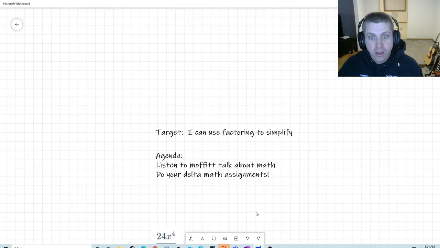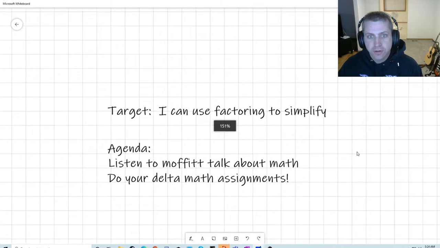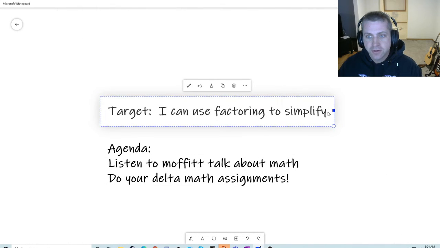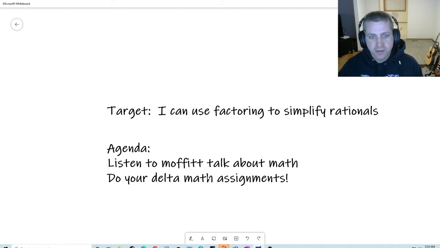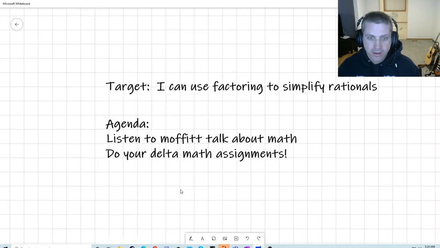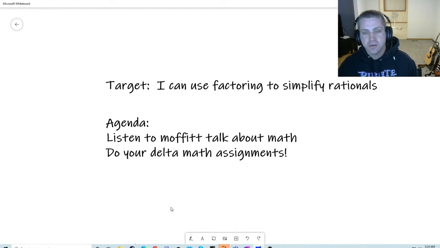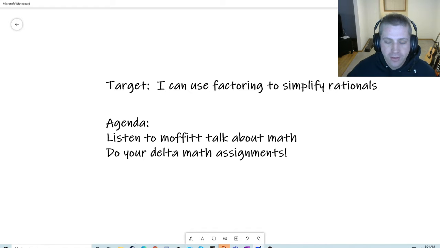Have fun with it. So you're going to use factoring to simplify rationals. That's the target. Which means the agenda is first you need to listen to me talk about math, because I'm going to have to set you up. Otherwise, you're going to feel a little lost. Maybe. I don't know. You can probably do it. And then do your Delta Math assignments.